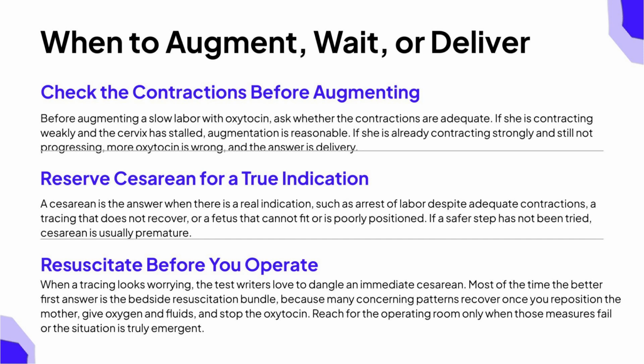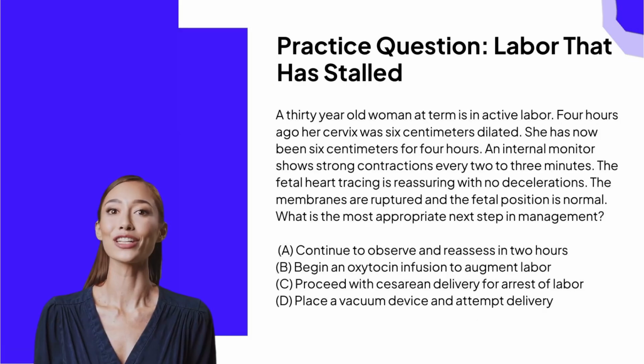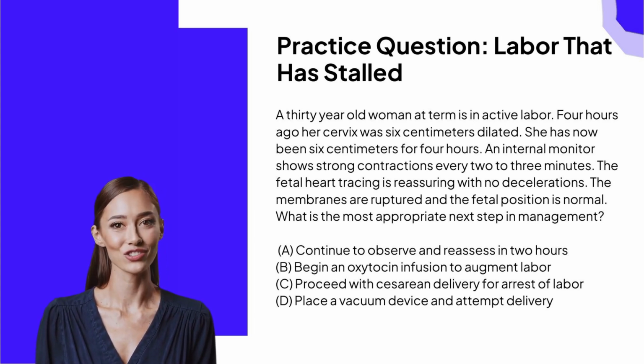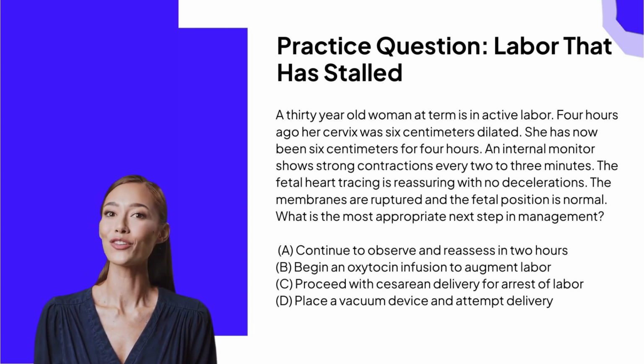Save the operating room for when those measures fail, or the emergency is unmistakable. Let us work through our first practice question, which tests how you read labour progress. A 30-year-old woman at term is in active labour. 4 hours ago, her cervix was 6 centimetres dilated, and she is still 6 centimetres now, 4 hours later. An internal monitor confirms that her contractions are strong and frequent, coming every 2 to 3 minutes.